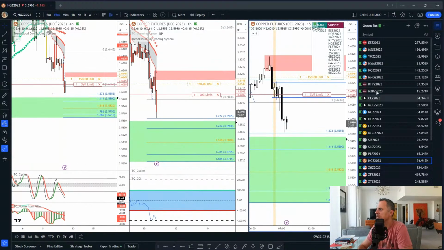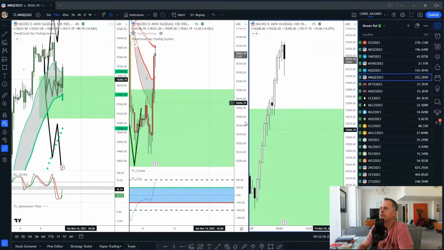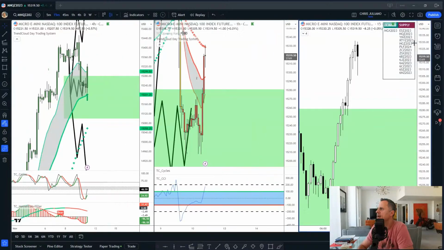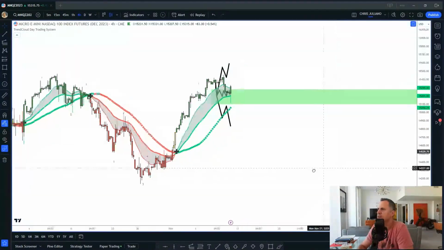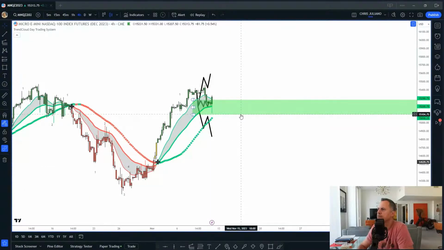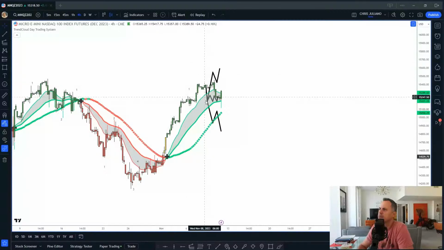All right, let's see what else we got here. NQ. Let's go to the micro NQ. And we were talking about, okay, what's this thing going to do, right? Well, you've got three choices, right? It pulls back, goes sideways, or it breaks above, or it breaks below, right?